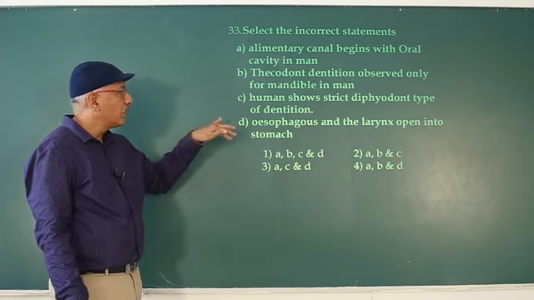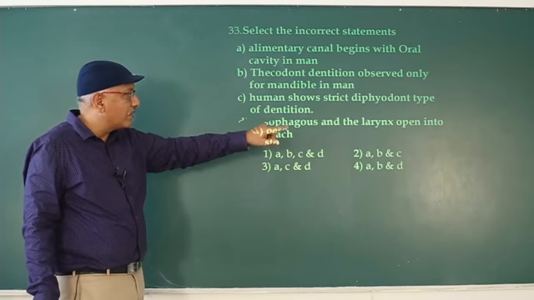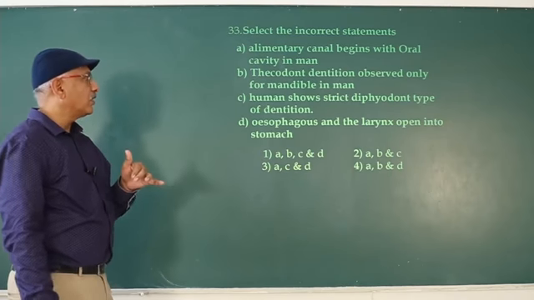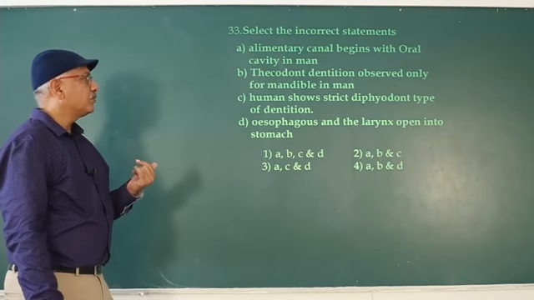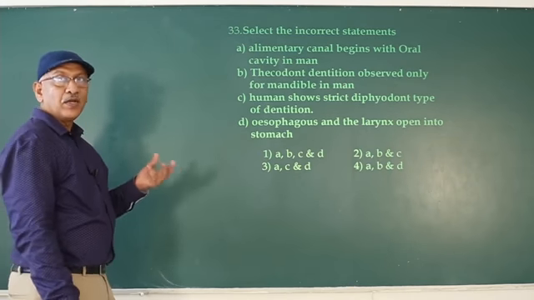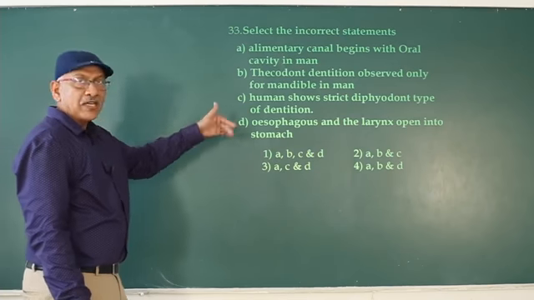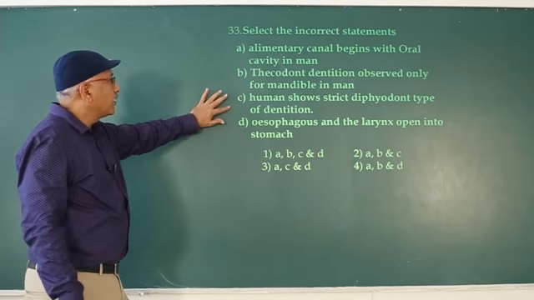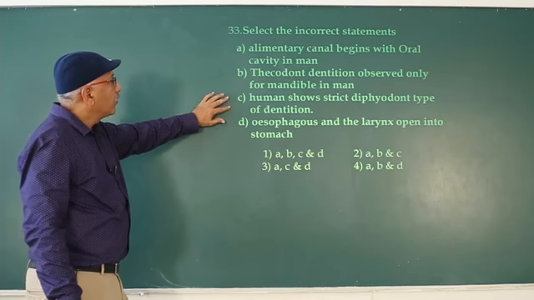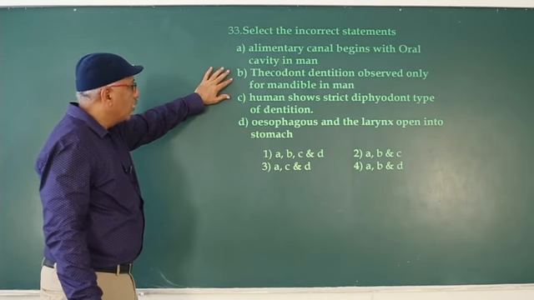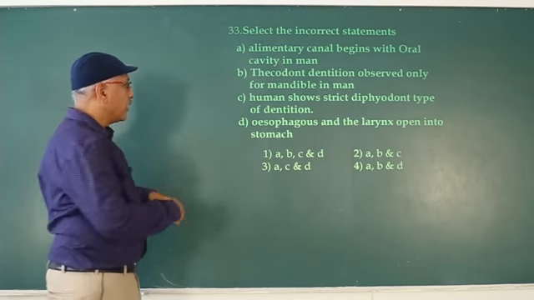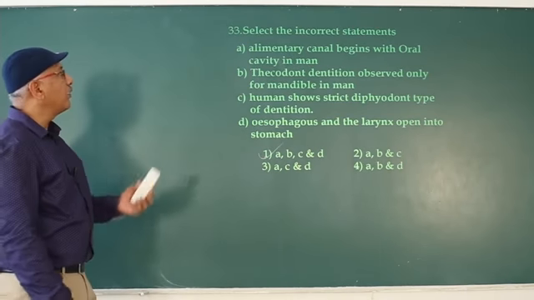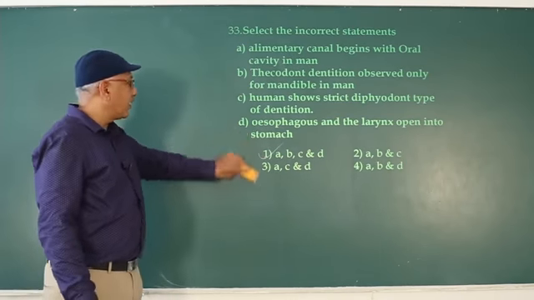Okay, we discussed the pharynx. Esophagus and larynx open into the stomach. Wrong. The oropharynx and larynx open into the laryngopharynx, not into the stomach. So it is wrong. Strict diphyodont is wrong. Thecodont dentition observed only in the mandible is wrong. So all statements are wrong. Select the incorrect statements.